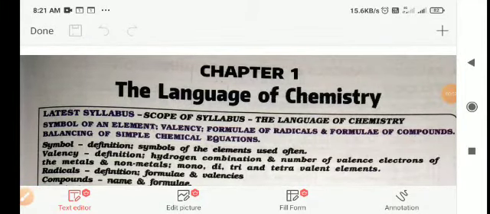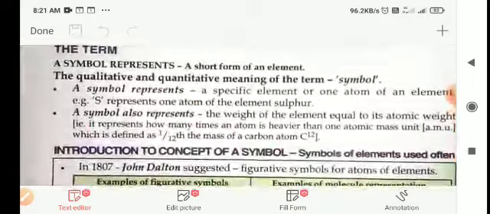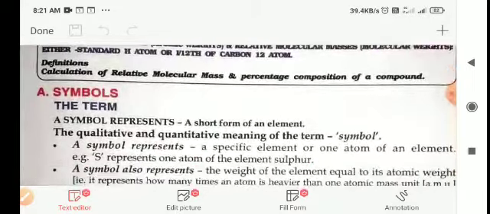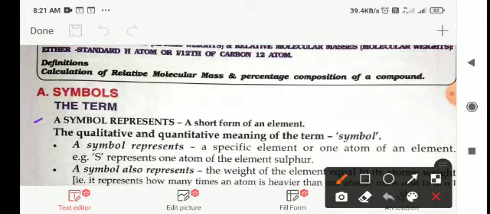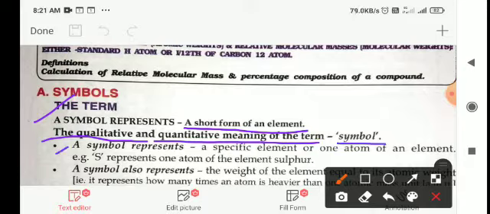In this class, we will discuss the chapter "The Language of Chemistry", in which we will discuss what a symbol is. The term symbol represents a short form of an element. The qualitative and quantitative meaning of the term symbol. A symbol represents a specific element or one atom of the element.